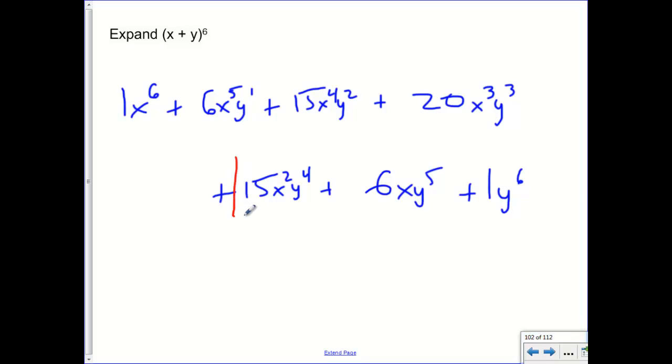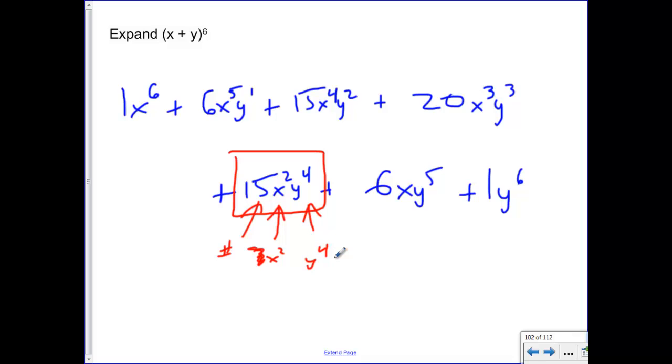Let me go back a slide here. Here's a term. This term right here is actually 3 different parts. Here is the number in front. Then there were 2 x's. And there were 4 y's. Do you see how there are 3 pieces of information there?